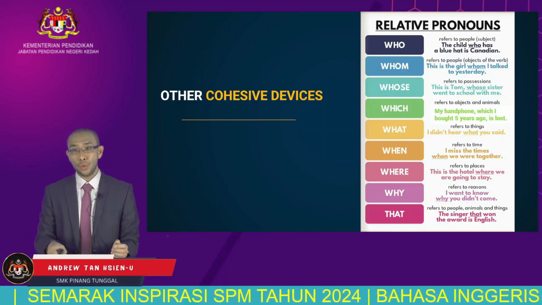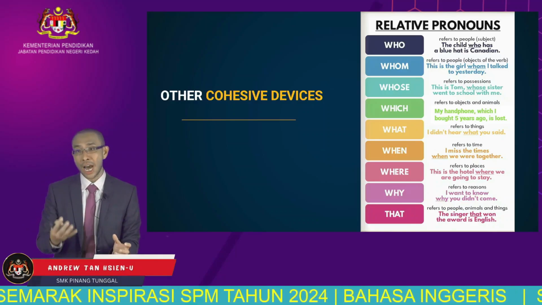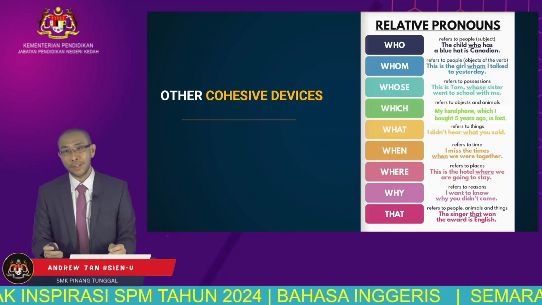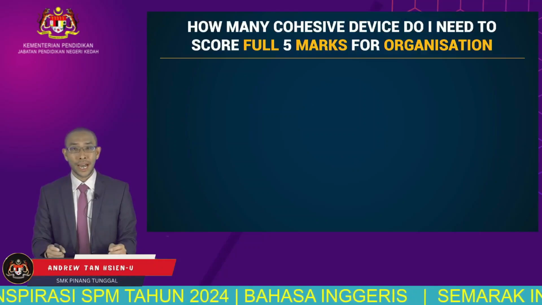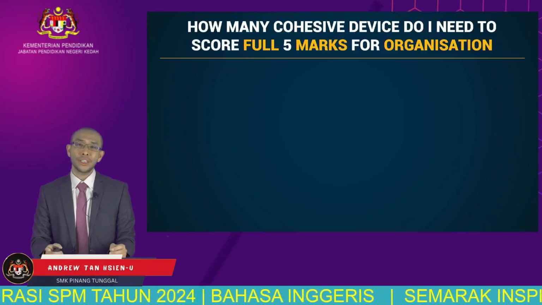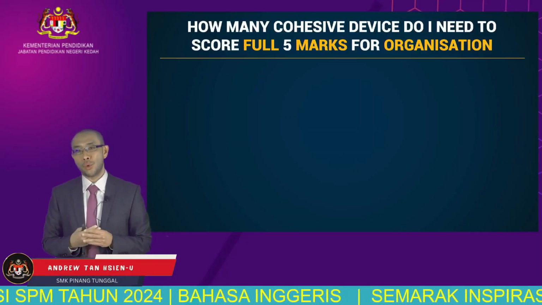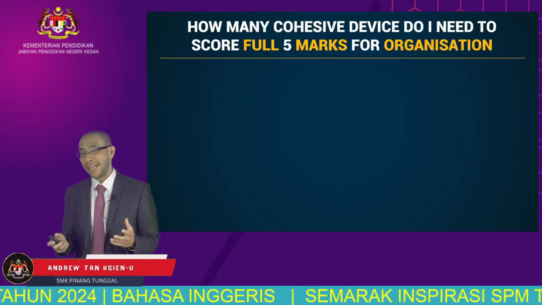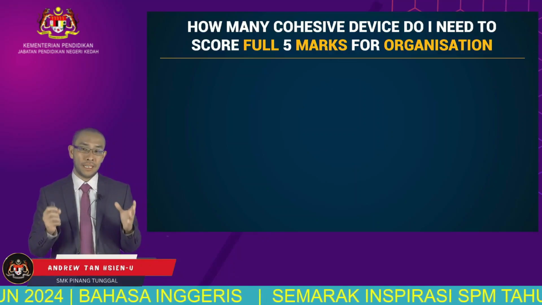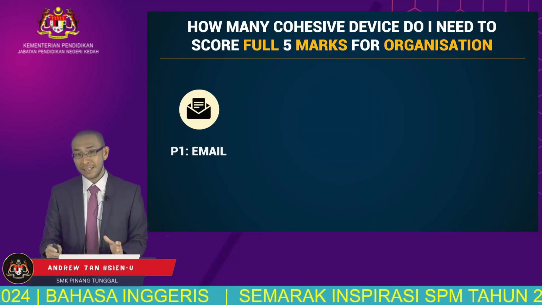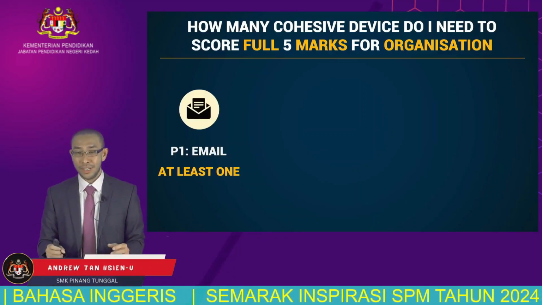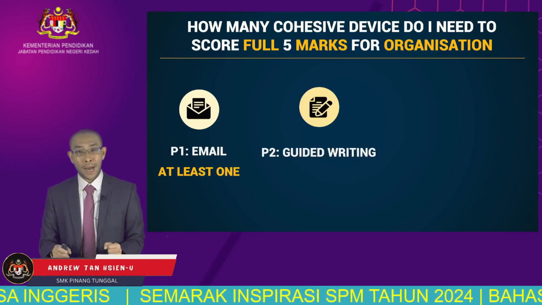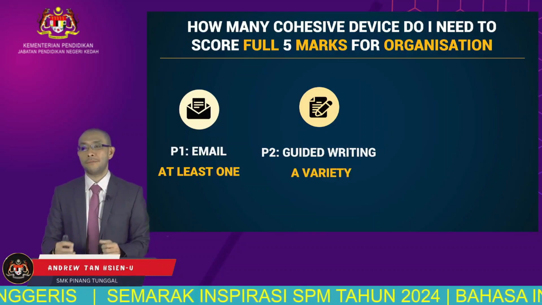So here we use who to give more information about the child, right? And so on. So feel free to take a snapshot. Going to move on now. Okay. Now the question is, how many cohesive devices do I need to score full 5 marks for organization? Well, it depends on the part of the writing. So for part 1, which is your email, you need to have at least one. At least one. For part 2, guided writing, you need to have a variety.